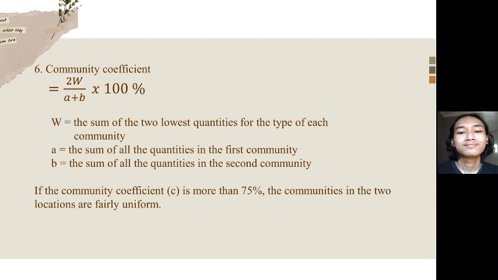W is the sum of the two lowest quantities for the type of each community. A is the sum of all the quantities in the first community. B is the sum of all the quantities in the second community. If the community coefficient C is more than 75%, the communities in the two locations are fairly uniform.